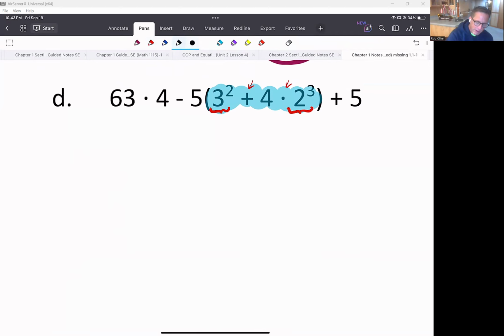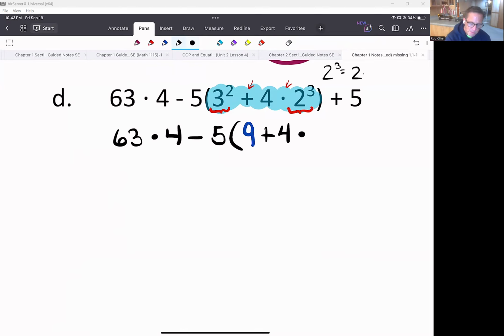So let's just rewrite it. So you've got 63, I'm just dropping everything down, times 4, minus 5, I'm going to keep the parentheses intact for right now. 3 squared is 9, plus 4 times, and then 2 to the third power. 2 to the third power means 2 times 2 times 2, which is 8. All right, close the parentheses here. See, that's all we did. Things get a little bit skewed as we write it, but that's all we did.